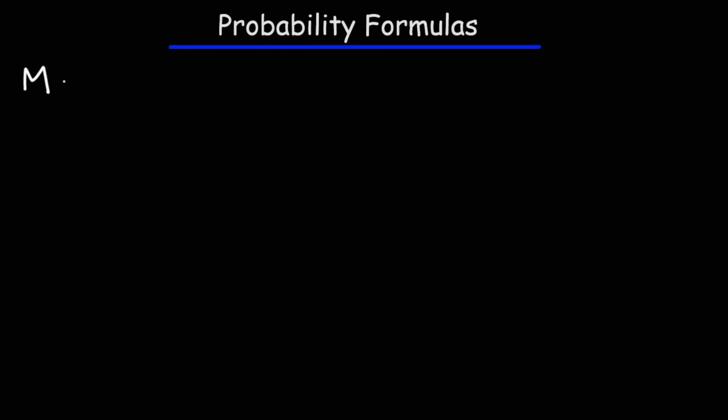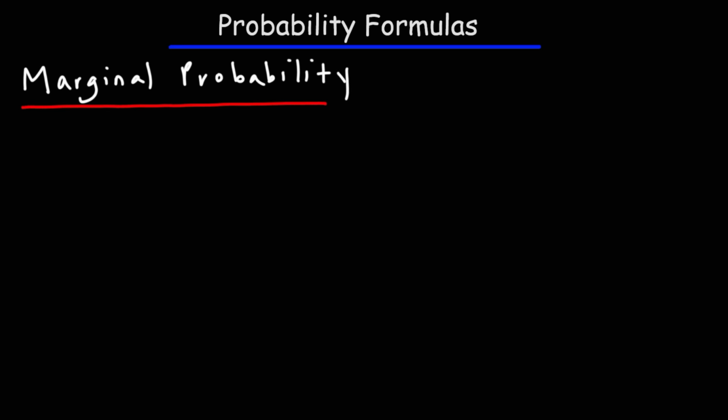The first thing we're going to talk about is marginal probability. Even if you never heard of this term, you're familiar with this type of probability in most cases. Marginal probability is the probability of a single event occurring independent of other events.